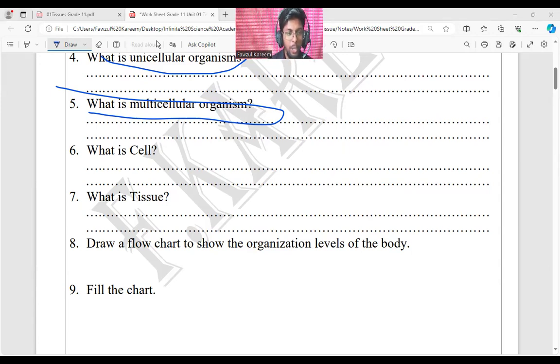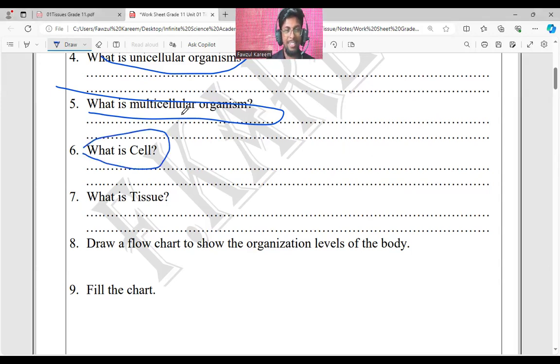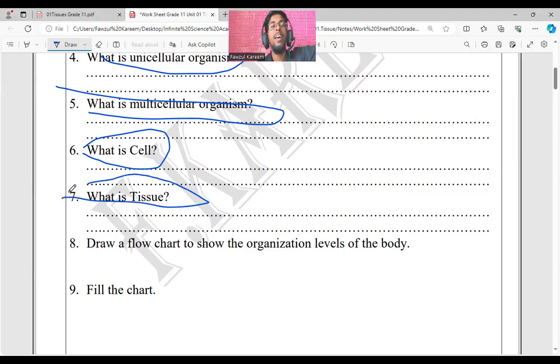Okay. So then what is a cell? The structural and functional unit of an organism is a cell, right? I think it's clear. Then what is a tissue? I already asked. A group of cells with a common origin to perform a particular function. Three points: a group of cells, common origin, particular function. Right? Okay. Then draw a flow chart to show the organization levels of the body.